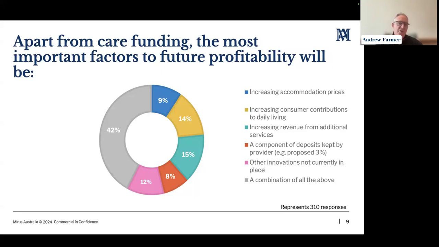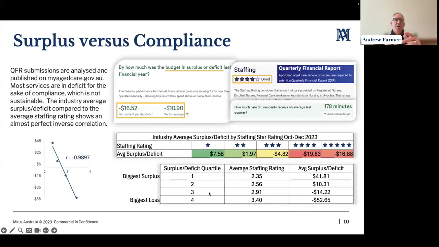Sure, increased consumer contributions is 14%, increased revenue from additional services is 15%, and other sort of 12%, but really a combination of those. So people looking for widespread innovation in a number of areas as contributing to their future, I think is really telling. So really, really interesting results there. I'll hand over to our resident data guru, Tyler, now, who's going to take you through some information that's relevant to profitability as far as we can see from the data that we have.